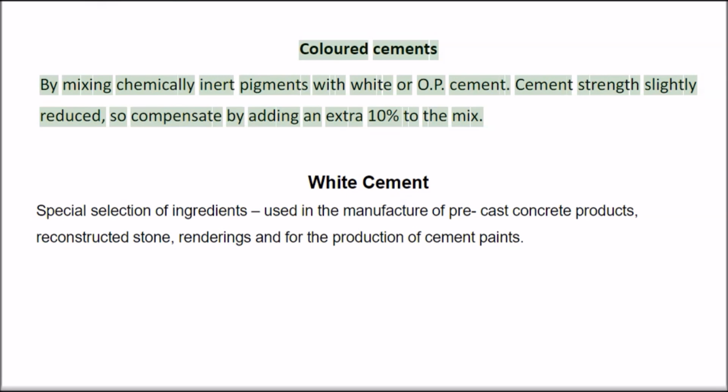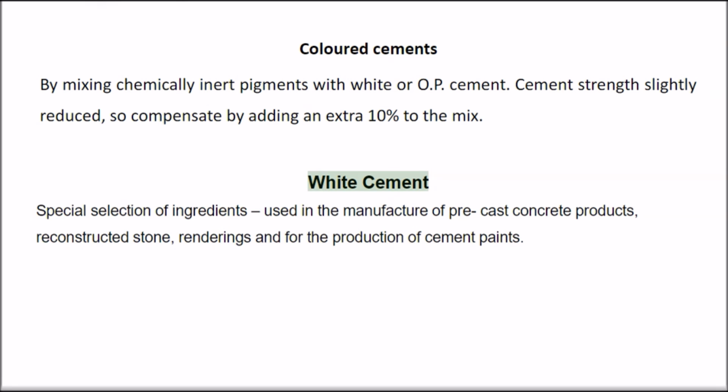Colored cements are made by mixing chemically inert pigments with whiter OP cement. Cement strength is slightly reduced, compensated by adding an extra 10% to the mix. White cement. Special selection of ingredients used in the manufacture of precast concrete products, reconstructed stone, renderings, and for the production of cement paints.